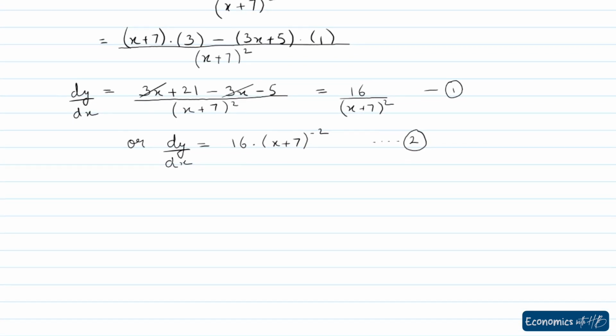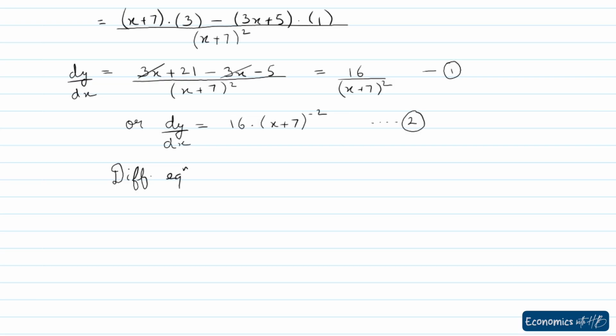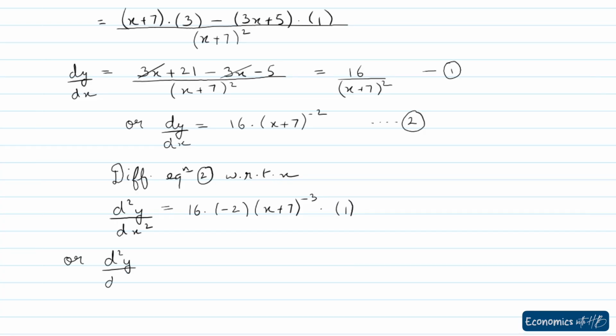So differentiating equation number 2 with respect to x, we get d2y by dx square is equal to 16 as it is into minus 2 into x plus 7 raised to the power minus 2 minus 1, which is minus 3, and into the derivative of x plus 7, which is 1. Finally, we get d2y by dx square is equal to minus 32 over x plus 7 whole cube.